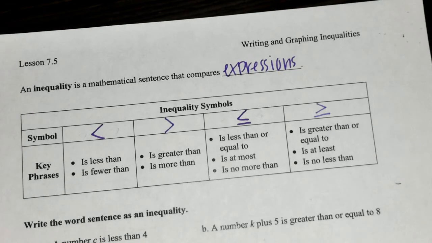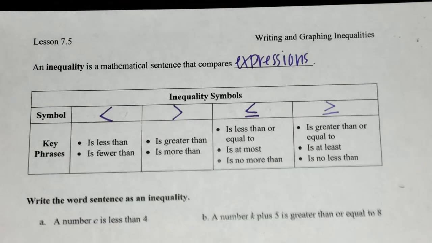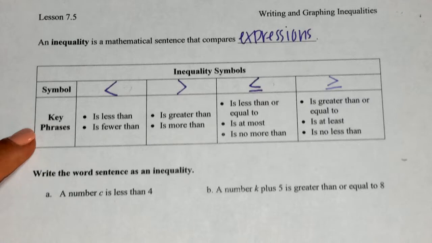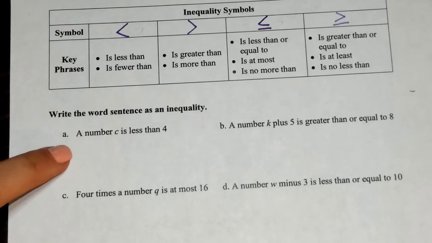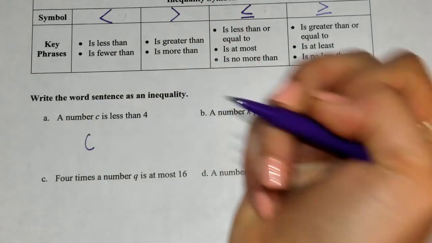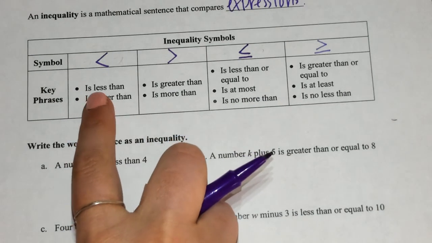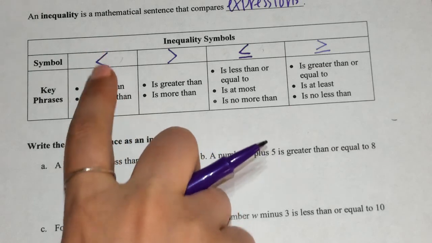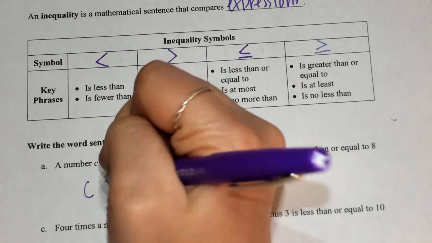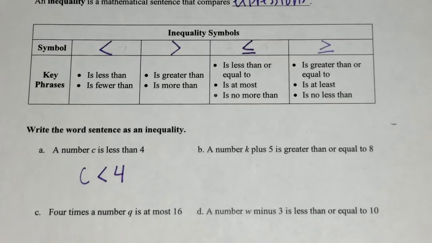So we're going to write the word sentence as an inequality. So we've done that before with equations or expressions, and now we're going to do it with inequalities. So a number C is less than 4. So I have C, and it says is less than. So I go up, you look at my key phrases, it's is less than, so I need to use this one. I need to use this symbol. C is less than 4.